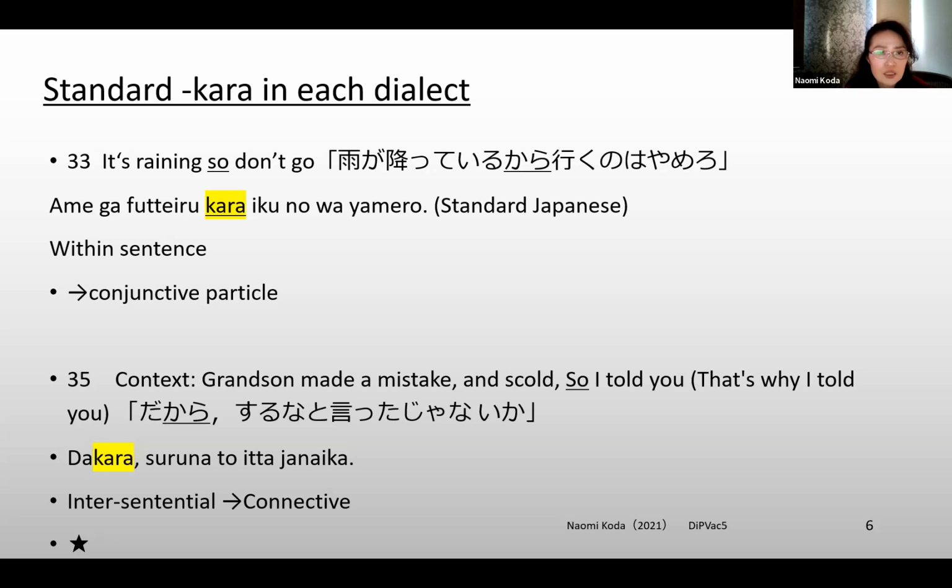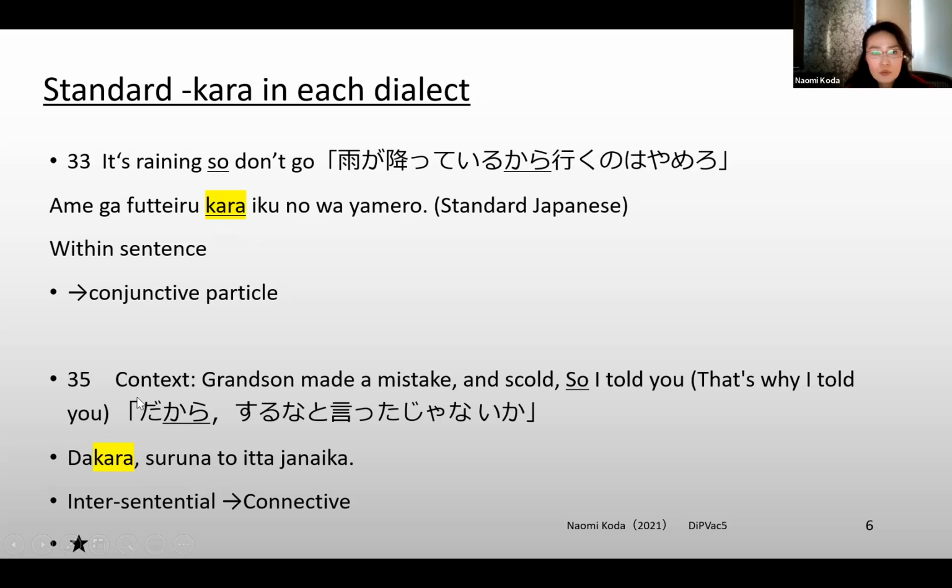Number 33, it's raining, so don't go. 雨が降っているから行くのはやめろ. So how do you say it's raining, so don't go? How do you say 'so' in this sentence? 雨が降っているから行くのはやめろ. Standard Japanese. So in this case, kara functions within a sentence. So I will call this kara conjunctive particle.